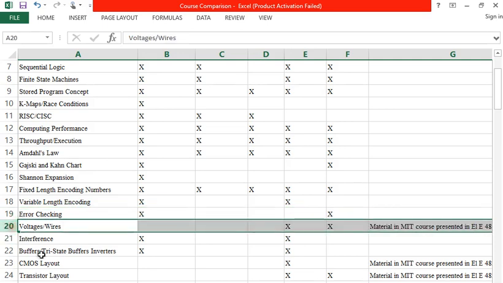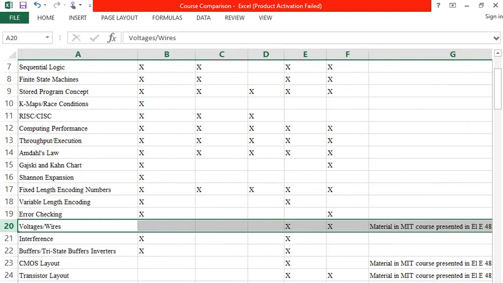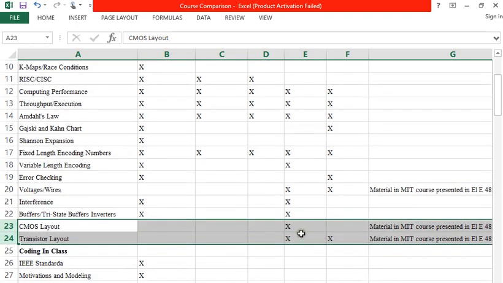I did not cover voltages and wires because you'll start covering that at the end of, which course is it? 482. So 482 and 485, we'll be going over that. If you also take my CMOS course, you'll go into that much more, along with buffers and tri-state finite state machines. Again, 482 and 485, we cover that in tremendous detail. That's covered there at MIT and a little bit at College Park.